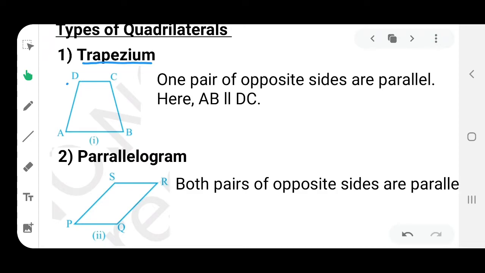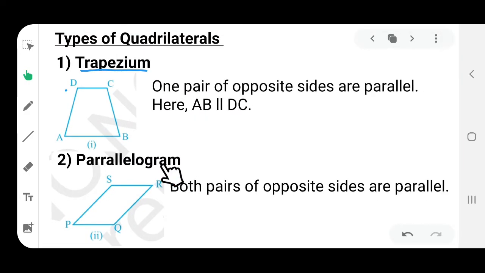Pair of opposite sides means here AB and DC are opposite sides. They are opposite to each other. Similarly, AD and BC are opposite to each other. So out of the two pairs, if at least one pair is parallel to each other, then the quadrilateral that is formed will be called what? A trapezium. Here in this quadrilateral we can see that AB is parallel to DC. So what will we call this? It is a trapezium. Okay, here AB is parallel to DC, then this is a trapezium.